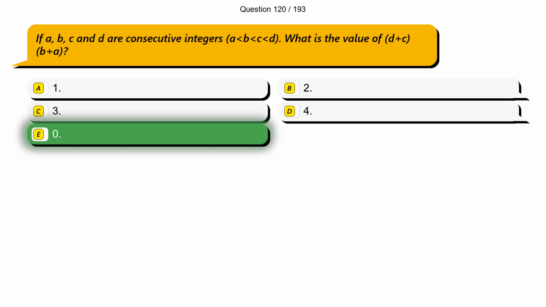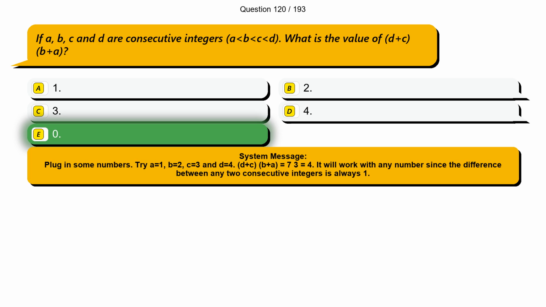The correct answer is option E, 0. Plug in some numbers. Try A equals 1, B equals 2, C equals 3 and D equals 4. D plus C minus B plus A equals 7 minus 3 equals 4. It will work with any number since the difference between any two consecutive integers is always 1.